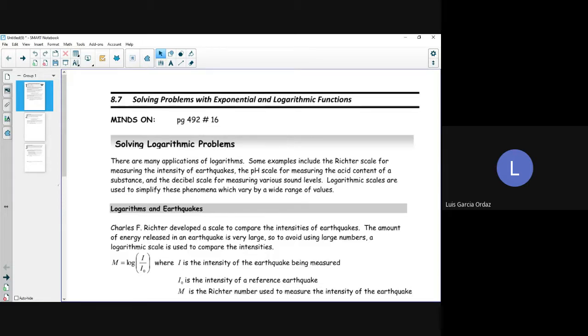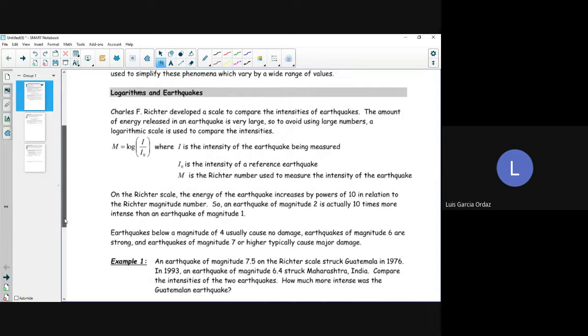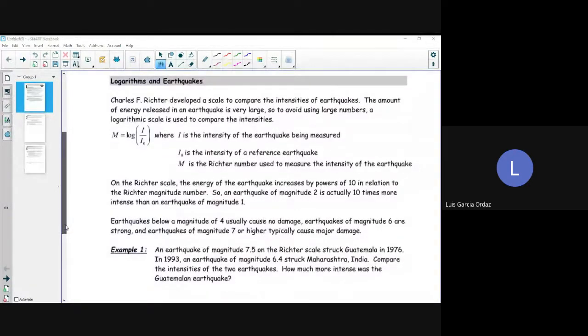Okay, so the first example we're going to look at is logs and earthquakes. So the Richter scale was to compare the intensities of earthquakes. The amount of energy released in an earthquake is very large. So to avoid using large numbers, a logarithmic scale is used to compare the intensities. So we have M, which is the Richter scale number, is equal to log of I, which is the intensity of the earthquake being measured, divided by I0, which is the intensity of a reference earthquake.